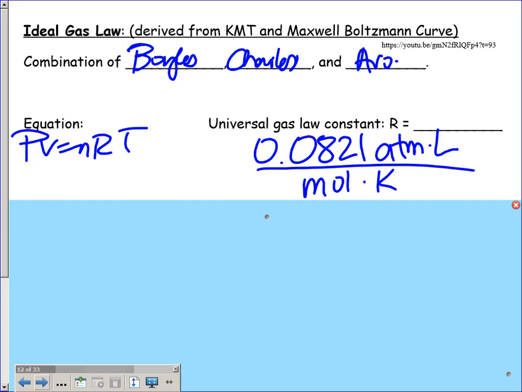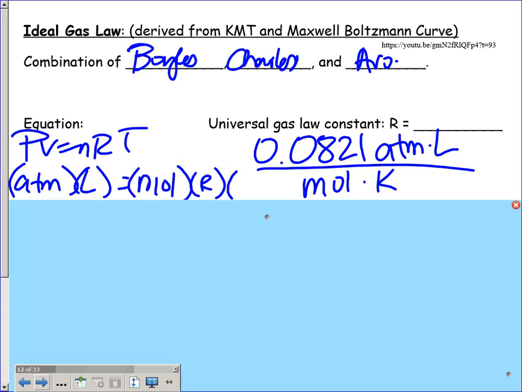All right, so the ideal gas law, P must be, if we utilize the R constant, what should P always be recorded in? Atmospheres. What should volume always be recorded in? Liters. N, moles. R is R. And T, Kelvin. If you are implementing the R constant, you must have these variables here. If you don't have them, get them.